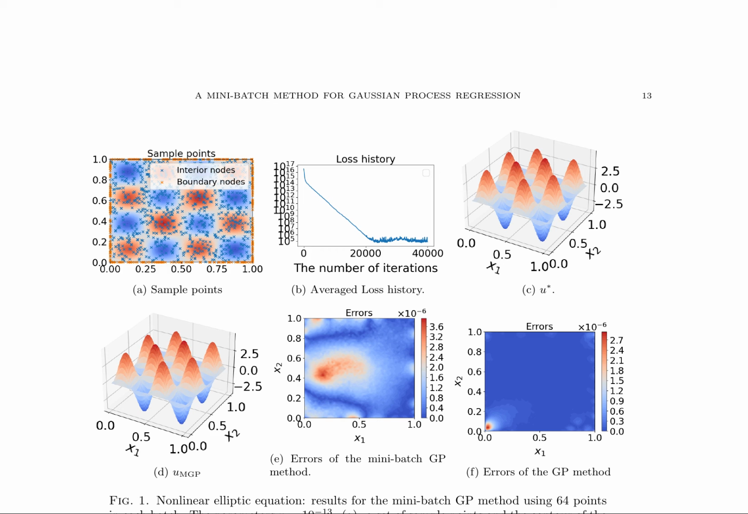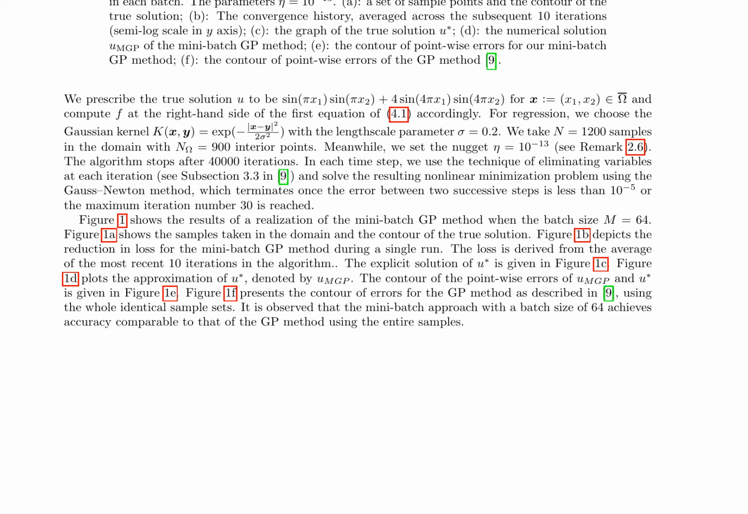A Gaussian kernel with length scale parameter sigma equals 0.2 is employed for regression. The algorithm utilizes 1200 samples in the domain, with 900 interior points, and a nugget value of eta equals 10^-13. It terminates after 40,000 iterations, using the Gauss-Newton method to solve the resulting nonlinear minimization problem at each iteration. The results of a realization of the mini-batch GP method are presented with a batch size m equals 64.